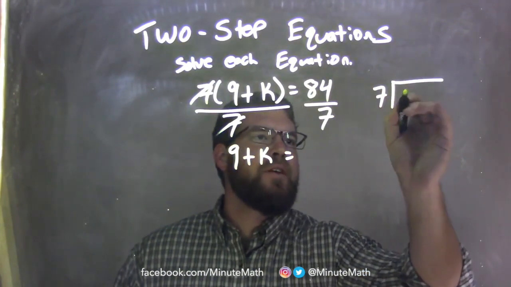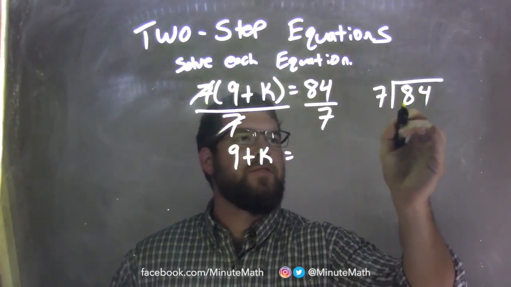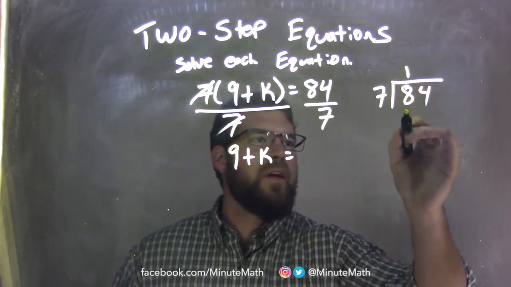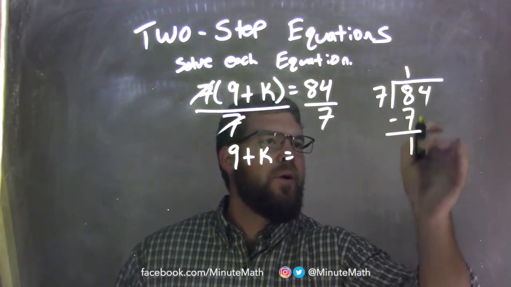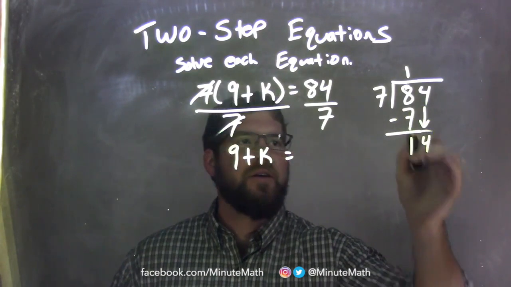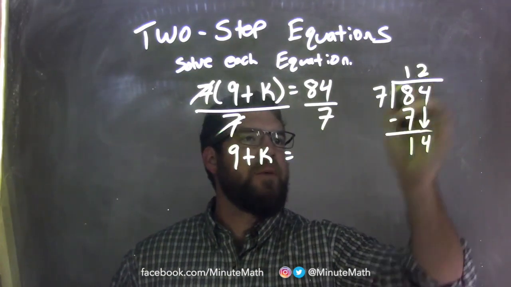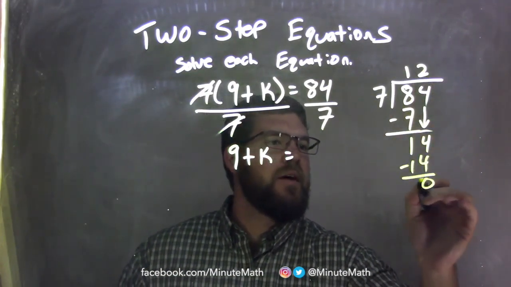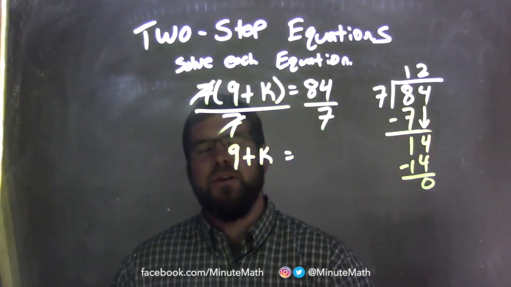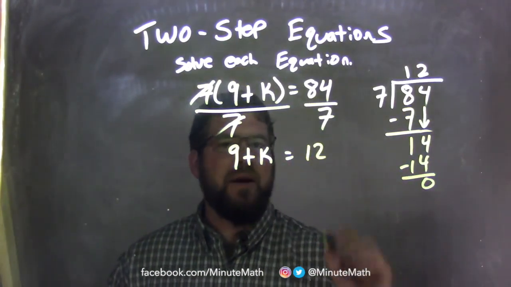We use the long division here. 7 goes in 84, 7 goes in 8 one time. 1 times 7 is 7. Subtract the 2, I get 1. Bring down the 4, maybe now you can see it. 7 goes in 14 2 times. 2 times 7 is 14. And there we go. 7 goes in 84 12 times. So I'm going to put 12 right there.